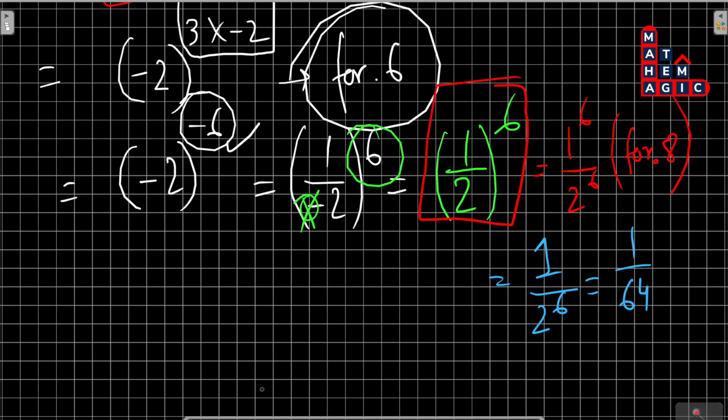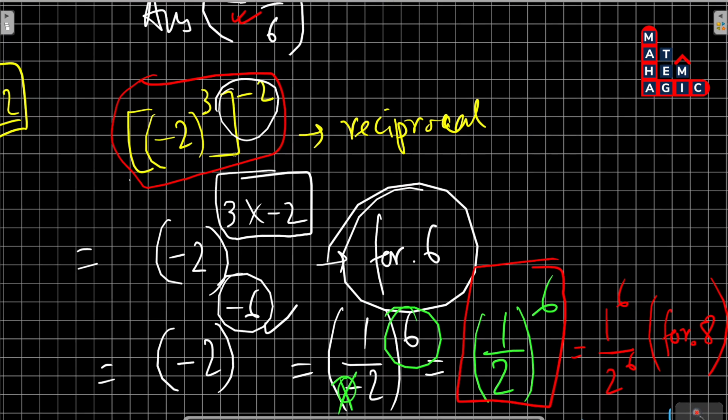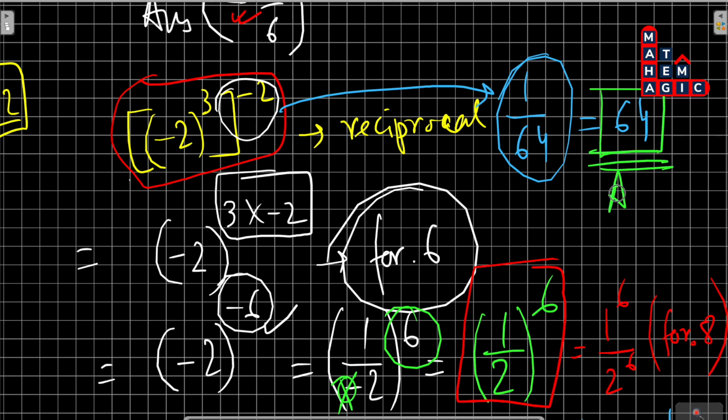So till now we get a very simplified form of this number, that is 1 by 64. Now the question was to reciprocal this. So the reciprocal of 1 by 64 will be 64. So we got the final answer. So this will be our answer. Alright. This is our answer.